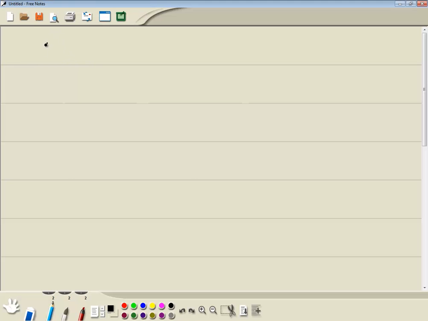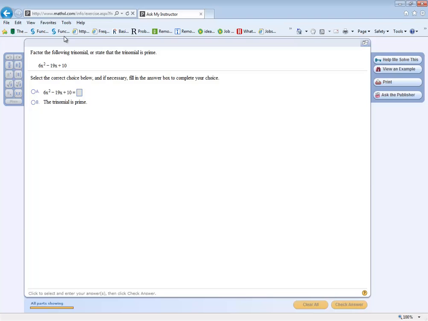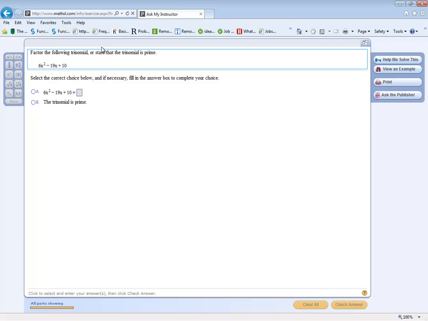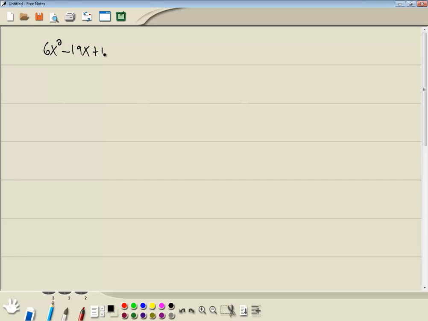Okay, but if I got 6x squared minus 19x plus 10. Now we have an x squared, an x, and no x, and there's a number in front of our x squared. This is the key number method.